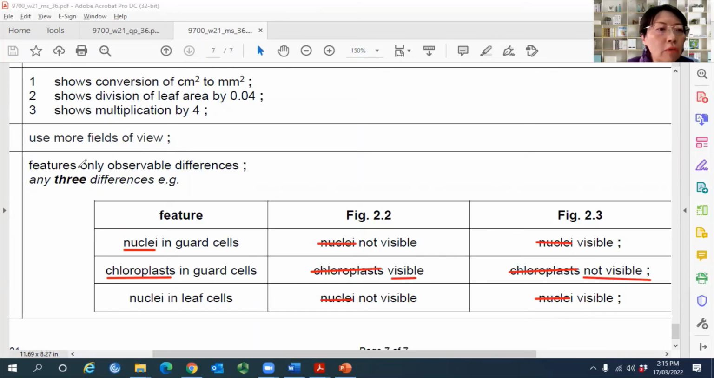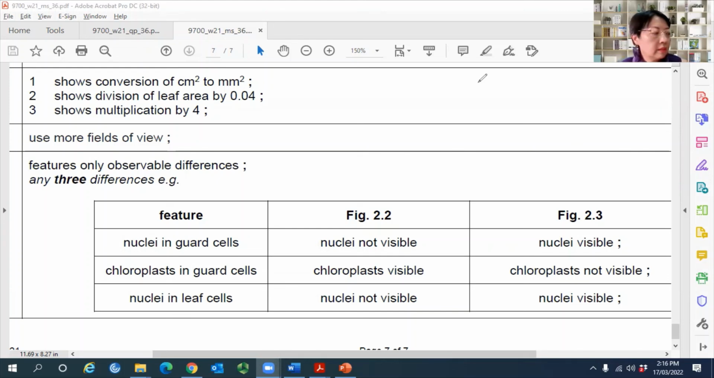In order to get the 4th mark, you need to only write features which are differences that are observable. If you write anything that's not observable there, you'll not get any marks. So it must be observable between the 2 figures and it must be differences, then you get this mark. So altogether 4 marks. Have you written any other answer that's not in the mark scheme?